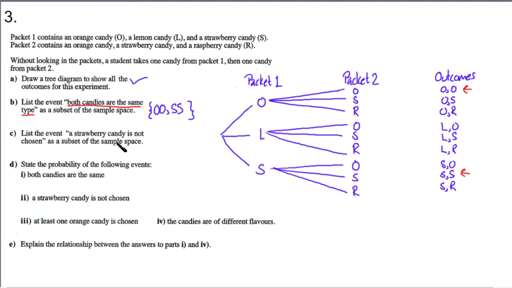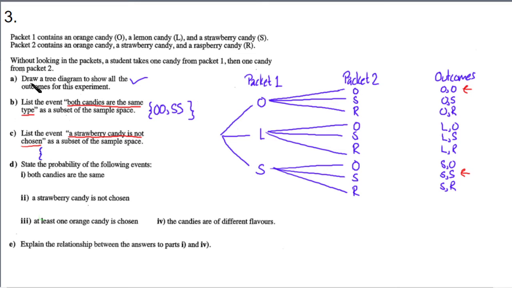In question C, list the event a strawberry candy is not chosen as a subset of the sample space. Okay, so we're looking at a strawberry candy is not chosen. We're going to be using the same notation as in B. We're going to be listing this as elements in a set.